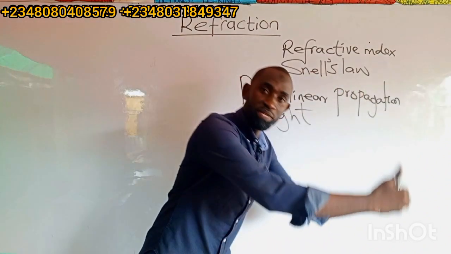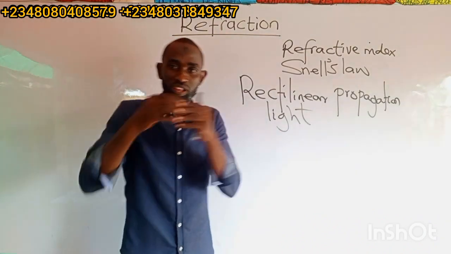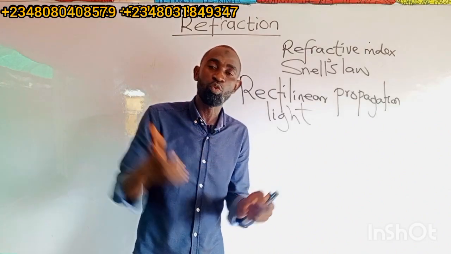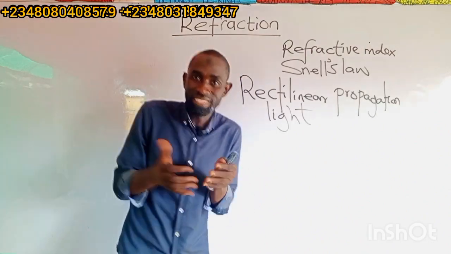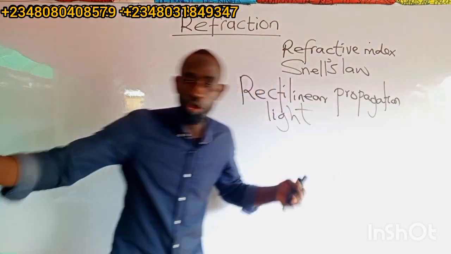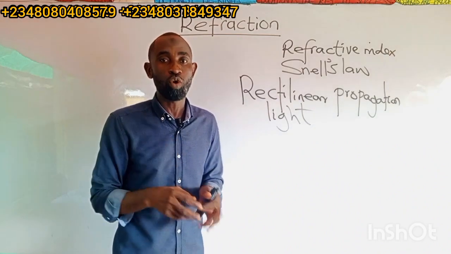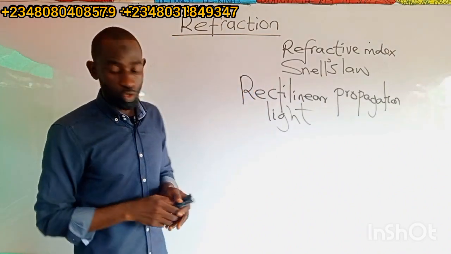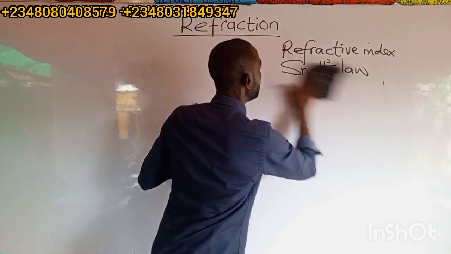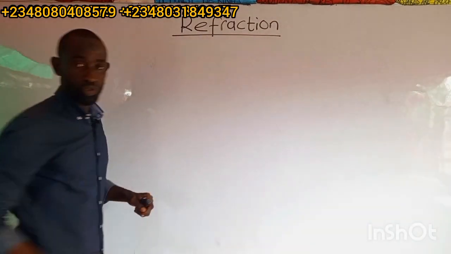When light travels from one medium into another medium, the speed of light will change. The change in the speed of light will bring about what we call the bending of the light ray, either towards the normal or away from the normal. This bending of light ray is what we call refraction. So we define refraction as the bending of light ray when it travels from one medium to another.